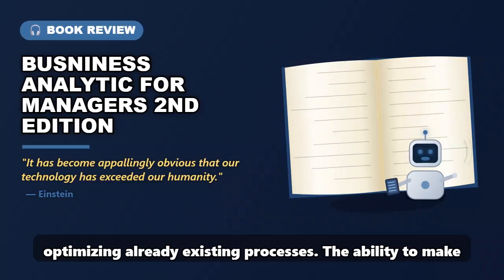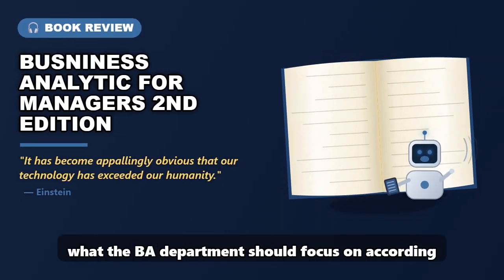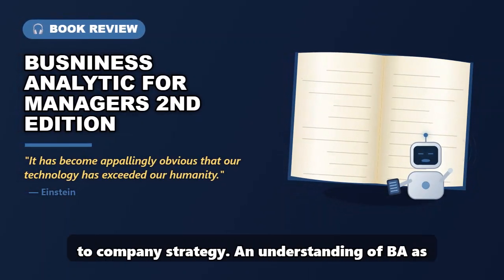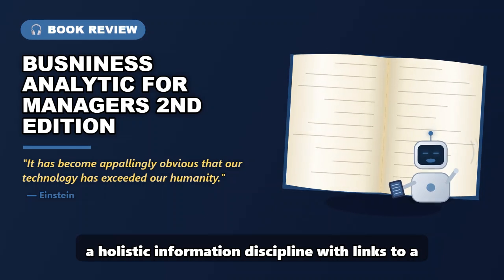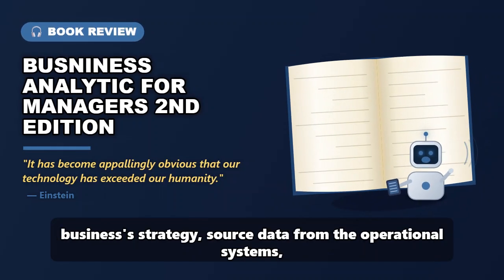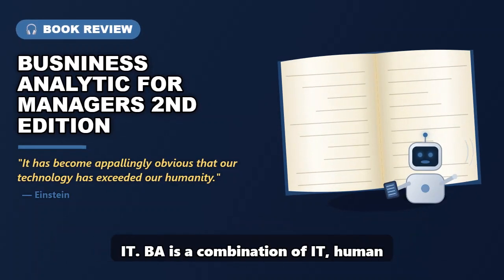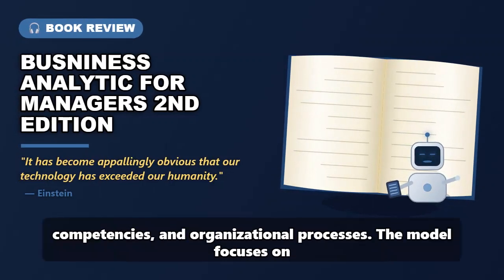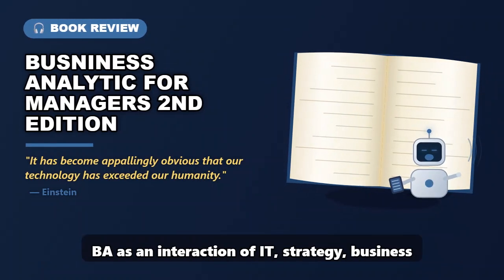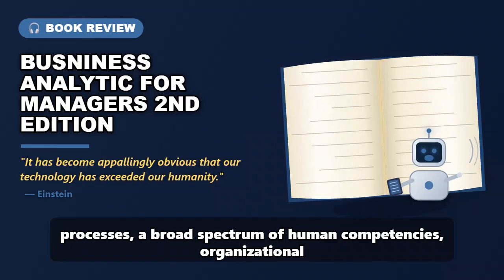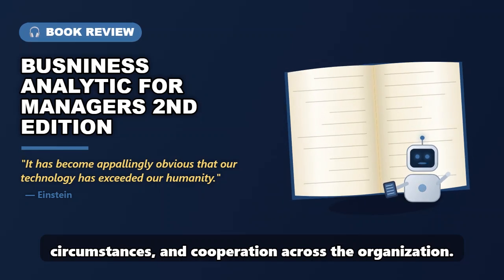The ability to make an information strategy, which is a plan of what the BA department should focus on according to company strategy. An understanding of BA as a holistic information discipline with links to a business's strategy, source data from the operational systems, and the entire value chain in between, not IT. BA is a combination of IT, human competencies, and organizational processes. The model focuses on BA as an interaction of IT, strategy, business processes, a broad spectrum of human competencies, organizational circumstances, and cooperation across the organization.